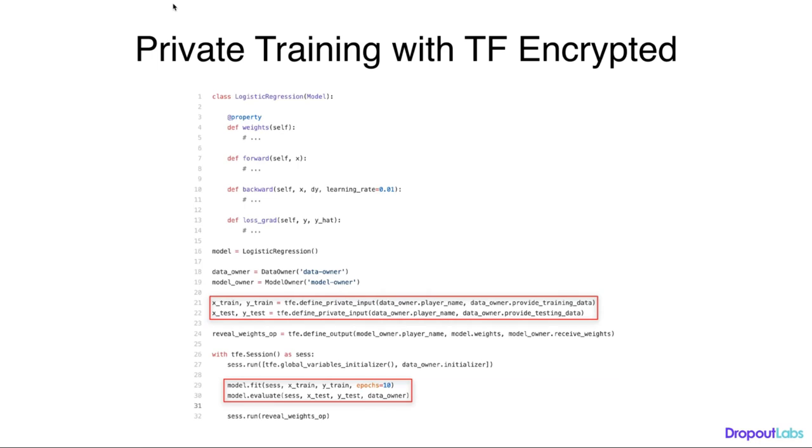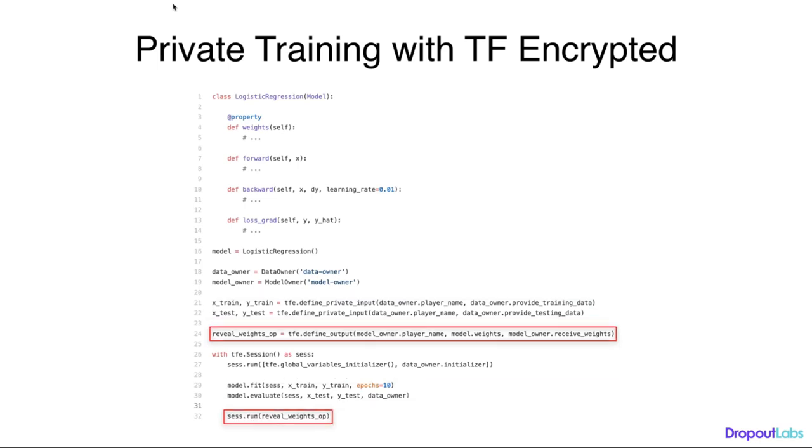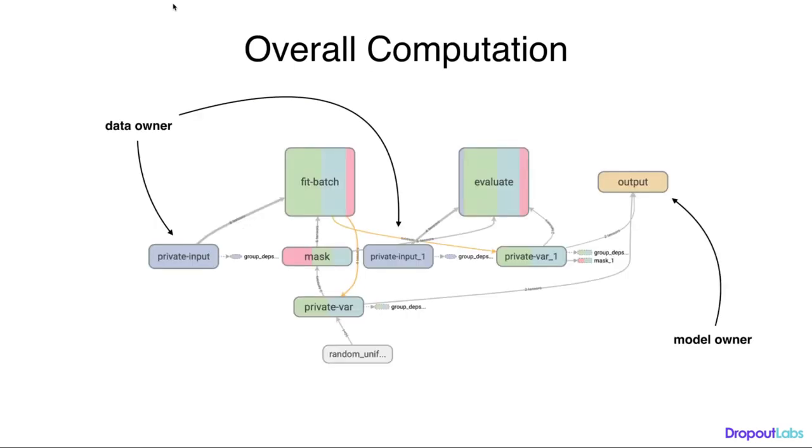So in other words, the data owner is now allowed to essentially see, by providing my training data, how much did I help improve the model? And that's all he sees. And then finally, we're going to send the resulting model back to the model owner. And then we just run this. Okay, so if we inspect this again using TensorBoard, we can see that we have a private input coming from the data owner. So that's the training data that goes into this fit process where we're training the model, and then afterwards also into the evaluation. And then finally, the output is going to the model owner once we're done with this.